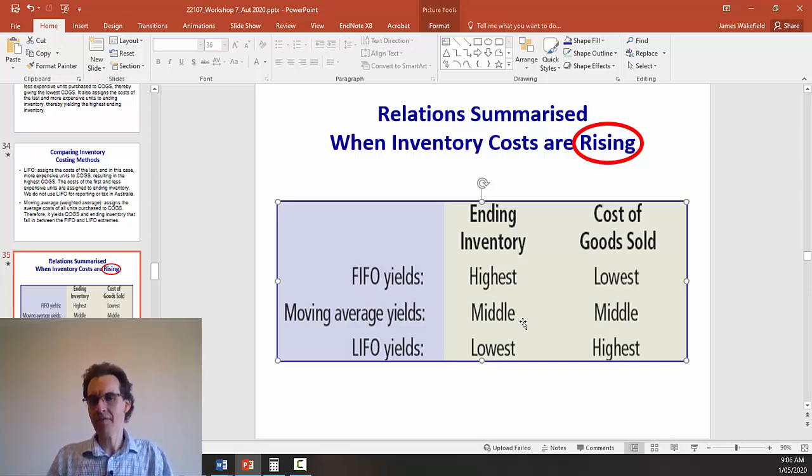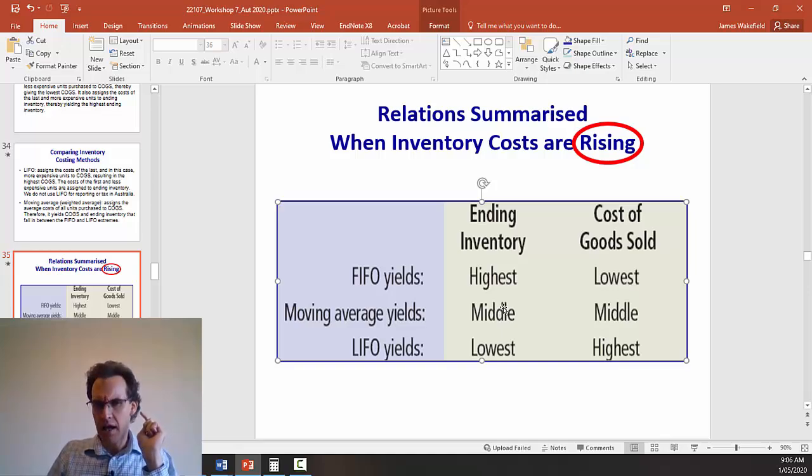Now, moving average obviously is the average units we have on hand, and so that is going to give you the middle cost of goods sold, because it's going to be between the first in and last out extreme. So first in, first out gives you the lowest cost of goods sold, last in, first out gives you the highest, and so cost of goods sold using the moving average is going to be somewhere between these, and the same applies obviously for the ending inventory value.